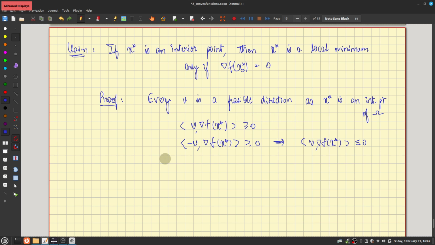If I just combine these two, I get that for every feasible direction, the dot product between v and gradient f of x star should be equal to 0. Right? When can this happen? Only if the gradient is equal to 0.